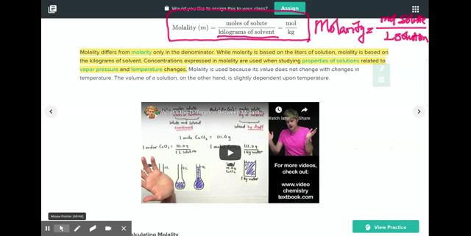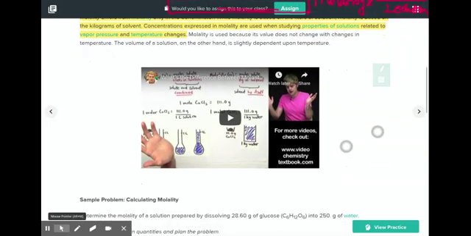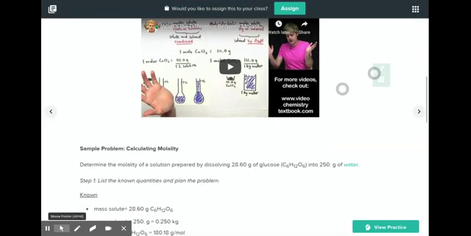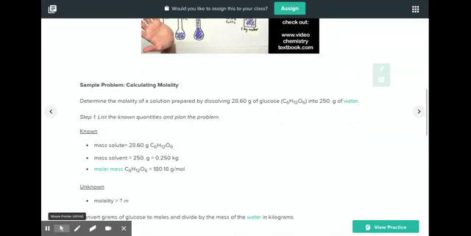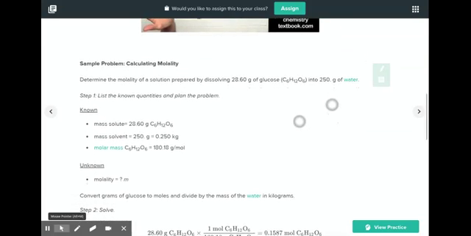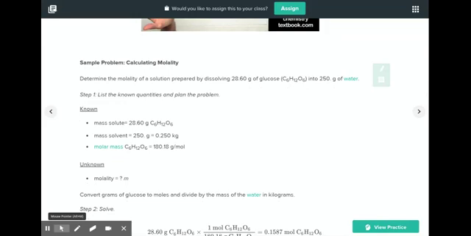And please watch this video, the difference between the molarity and molality, to have a clearer sense of the difference of these two concepts. You can watch it here, or you can watch the video I posted in Google Classroom. How do we calculate it? It's the same thing. Okay, let's look at a sample problem.